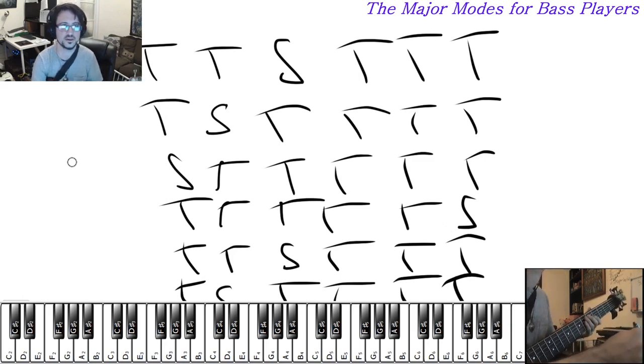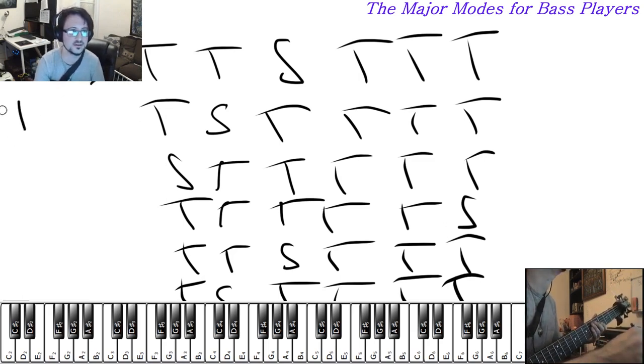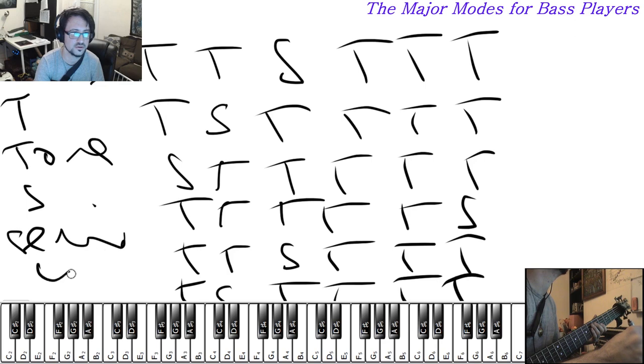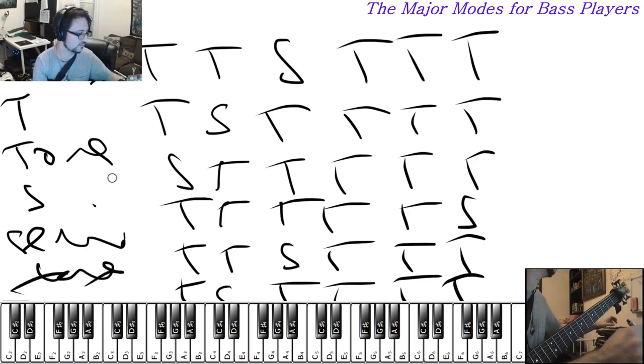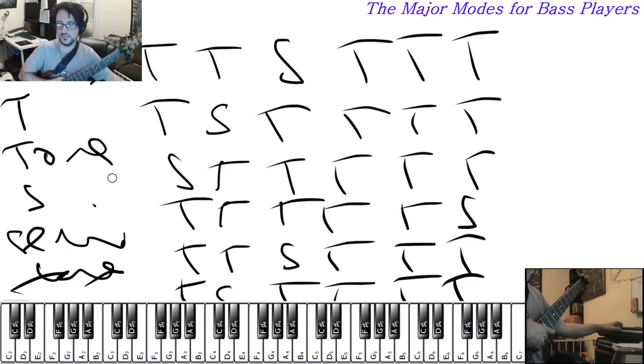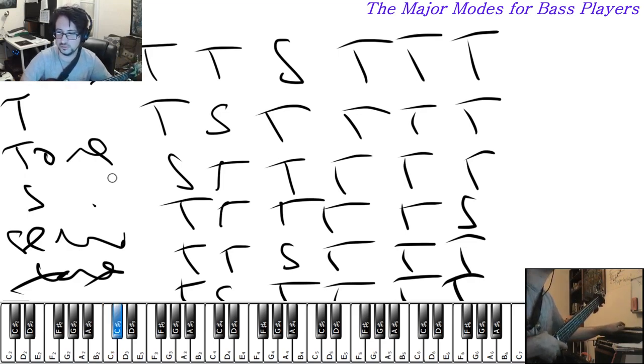Now, what are we looking at here? So T stands for a tone, and S stands for semitone. So, for example, moving up one note of the chromatic scale is a semitone. Moving up 2 notes is a tone. So if we start on C, we go tone, tone, semitone, tone, tone, tone, and then a semitone back to the top.